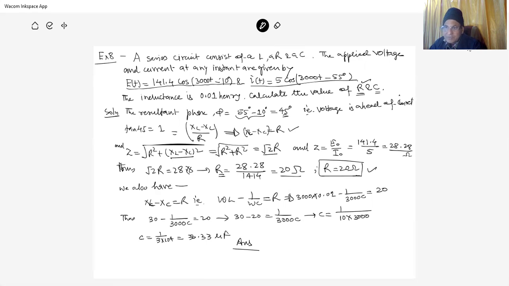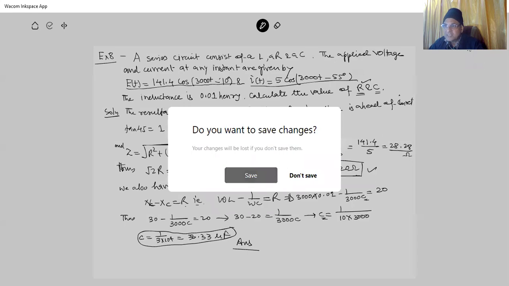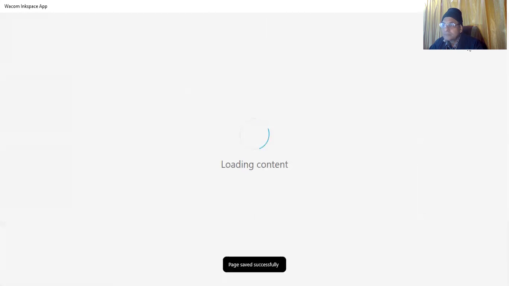Now we also have the equation XL minus XC is equal to R. So omega L minus 1 by omega C is equal to R. And this value omega L is given, that is 0.1. Thus from this omega L and 20, we can calculate the value of C, the capacitor. By using this formulation, C is 33.33 microfarad, the capacitor that is used in this case.